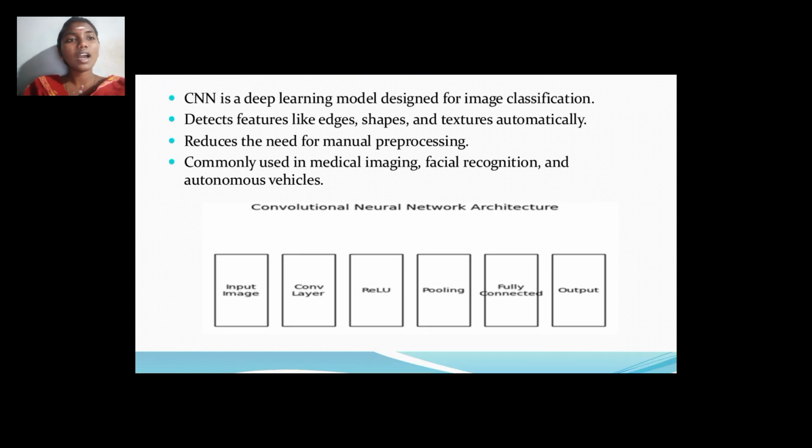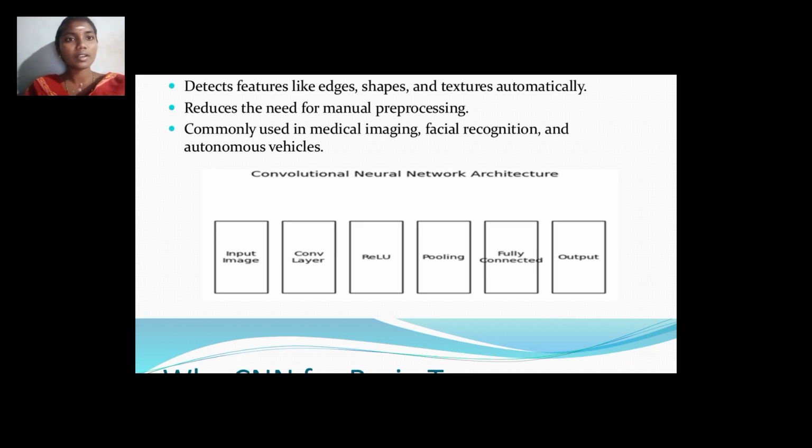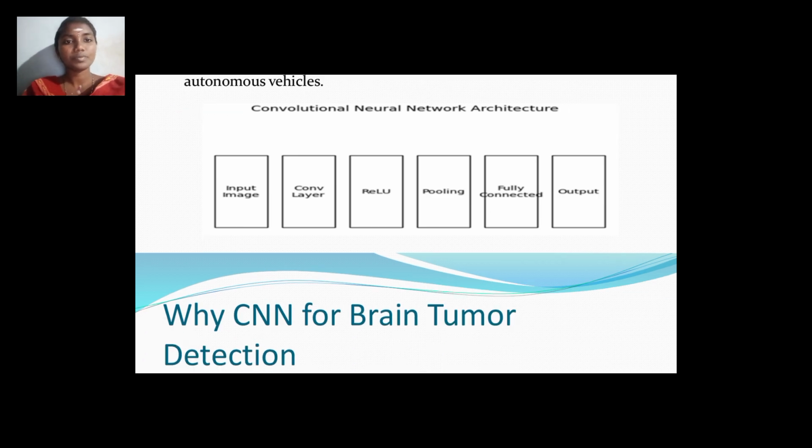These are the architecture layers of a convolutional neural network. The first layer is the input image, which gives the input for the process, and the convolution layer converts the input to the activation layer. The activation layer is ReLU, which is mostly used. And next the pooling layer, and the fully connected layer, where the model is ready, and the output provides the result for the convolutional neural network.